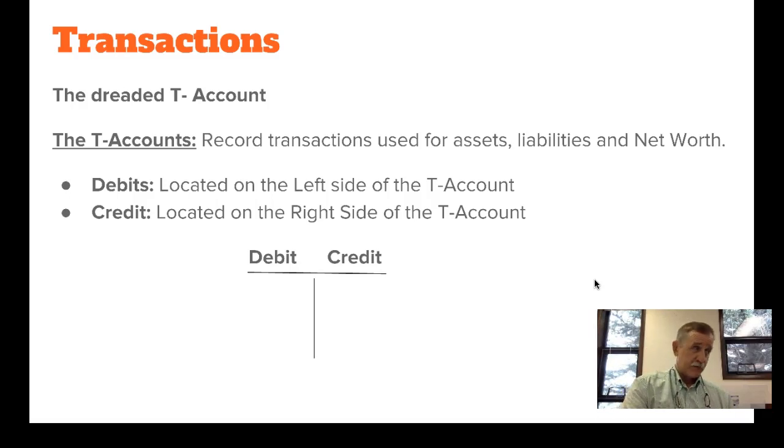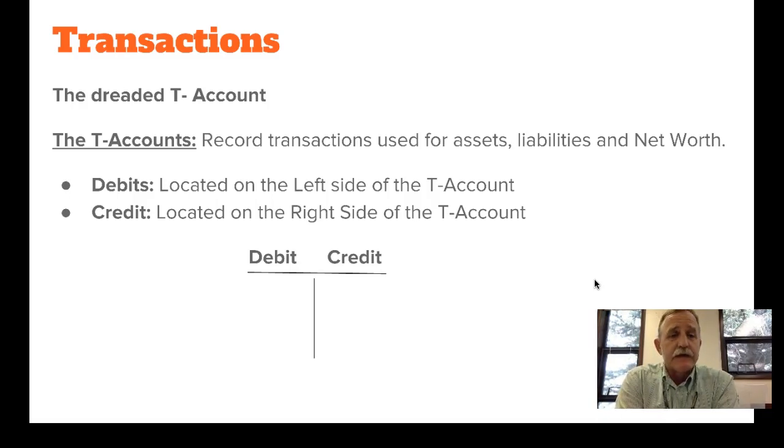And I put in here, the dreaded T account. It's actually a very simple concept. Each one of those accounts within the chart of accounts can be thought of as a T account. And this is one thing that tripped me up for a long time when I first got involved and started thinking about accounting. But it's fairly simple.